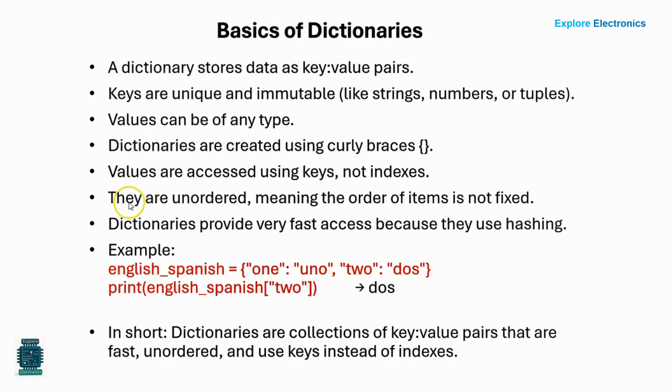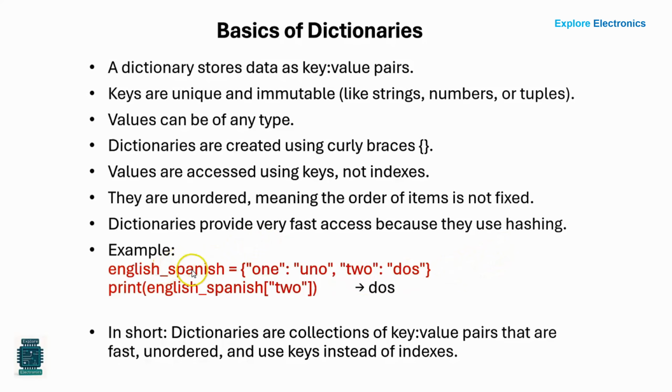Clear with it? They are unordered, meaning the order of the items is not fixed. For example, it can be changed. For example, I can take two here, one here. There is no problem in changing because it is unordered. Dictionaries are an unordered collection, meaning the order of items is not fixed. Dictionaries provide very fast access because they use hashing. We can access very quickly because it uses the hashing technique in dictionaries.